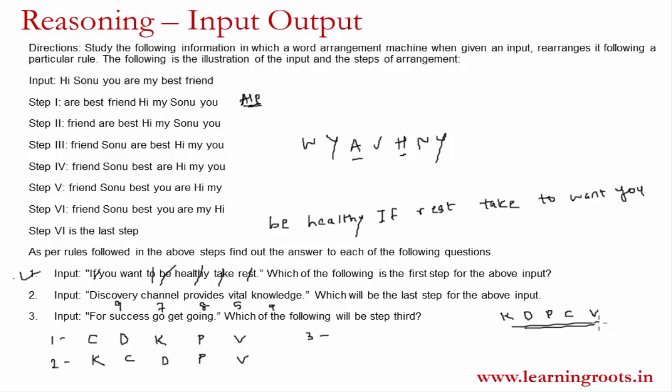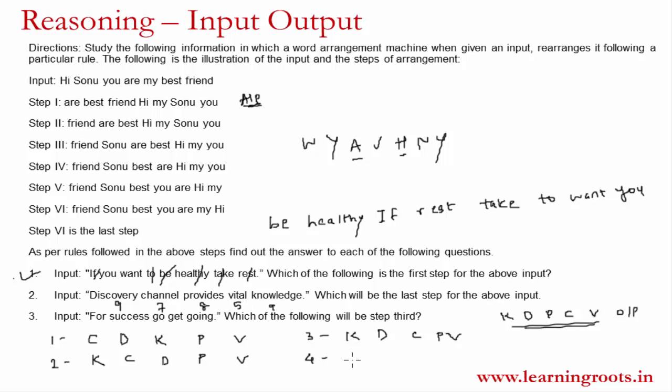So K, D, P, C, V is something which will be the output. So this is something which we know, right? So K, C, D, P, V is something that we have got. In the third step, again after K, D has to come, so we will fix D. So it will be nothing but K, D, C, P and V. So this will be the third step.